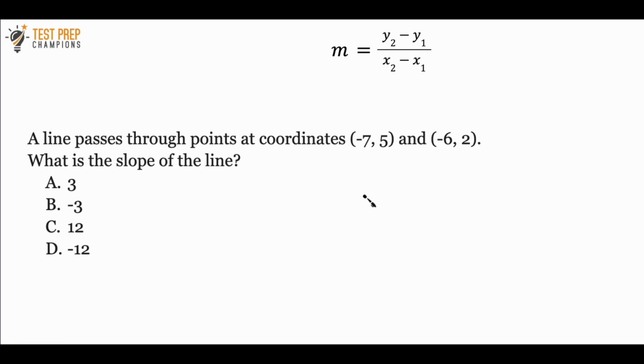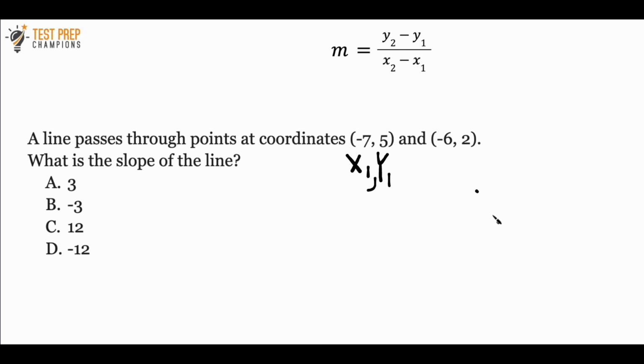Okay, let's talk about this here. The way I like to do slope questions like this is to start off by labeling all the numbers here. So whenever we see a coordinate pair like -7 and 5, the first number in the pair is always going to be an x. So I'm going to call -7 x1. And the second number in the pair is always going to be a y. So I'm going to call this 5 y1.